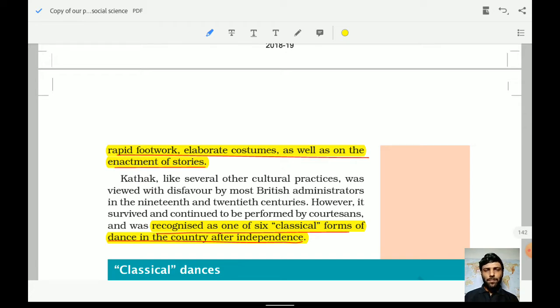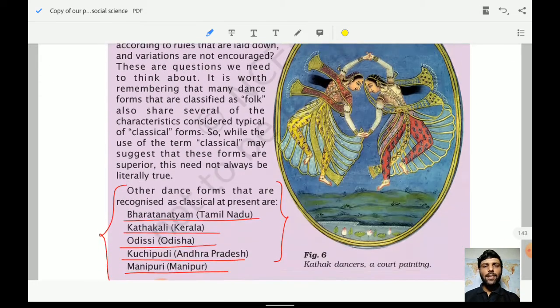Okay, so this dance form did not get any importance in the rule of the British administration. However, it survived because of the effort of the local people. This is also recognized as one of the 6 classical forms of dance in the country after independence. So we have already discussed that, and we will see which are the 5 other classical dance forms.